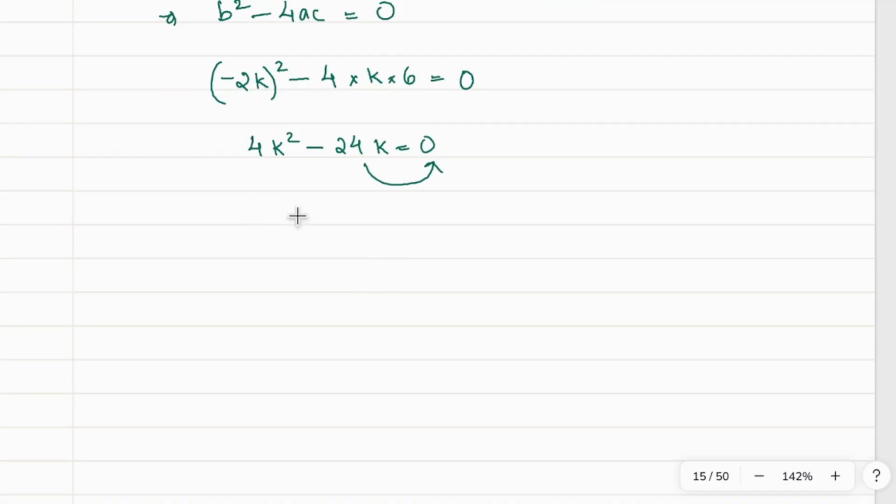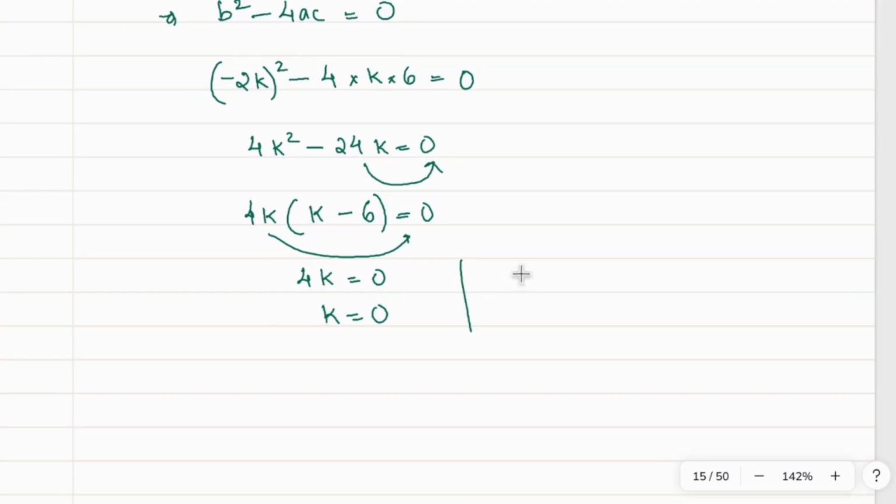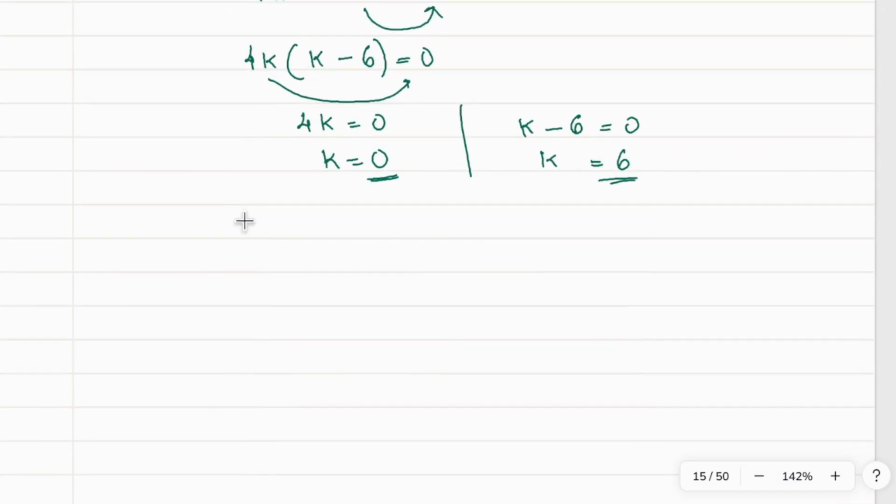We can take k commonly outside here, right? If I am taking 4k commonly outside, I am getting k minus 6, since 4 sixes are 24. That is, I can write 4k into k minus 6 equal to 0. From here I can equate 4k equal to 0, therefore k equal to 0, as well as I can equate k minus 6 equal to 0. From here I can write that k equal to 6. Thus we got two values for k. Therefore k equal to 0 and k equal to 6.